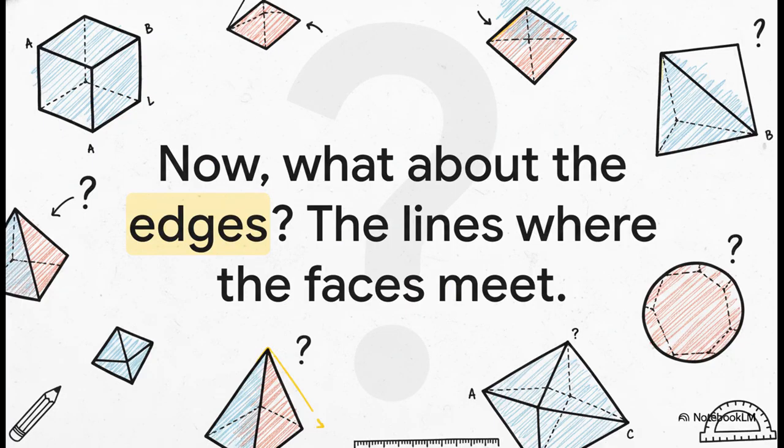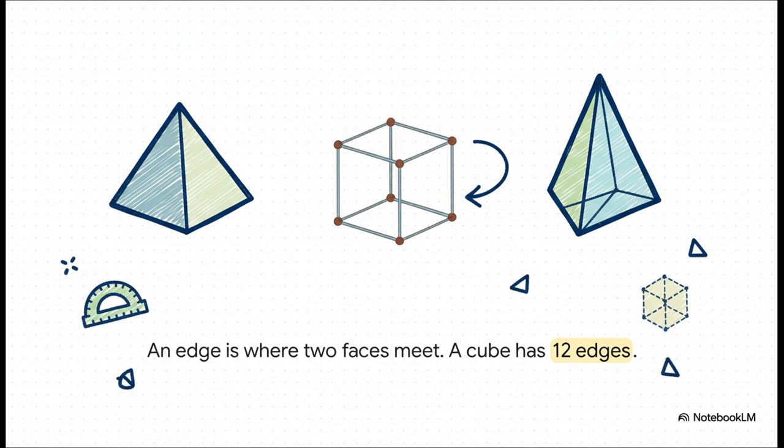Okay, what's next? The edges. These are just the straight lines where 2 of those flat faces meet. Super simple. How many can you see? Let's have a look. We've got 4 on the top square, right? And 4 on the bottom square. And then the 4 lines standing up that connect them. So 4 plus 4 plus 4 is 12. That's right, 12 edges on a cube.